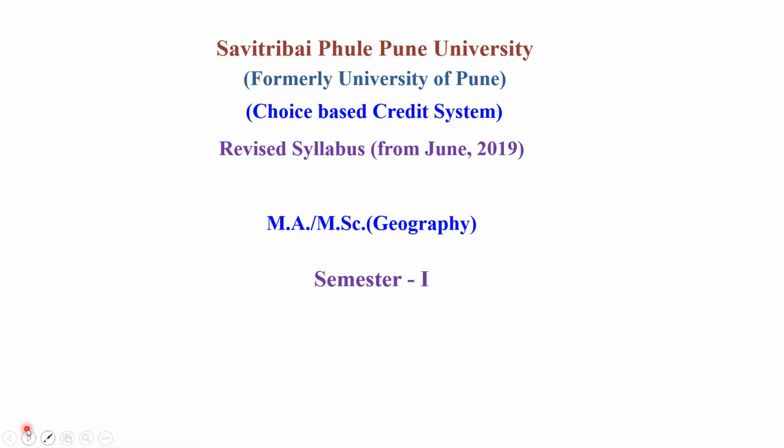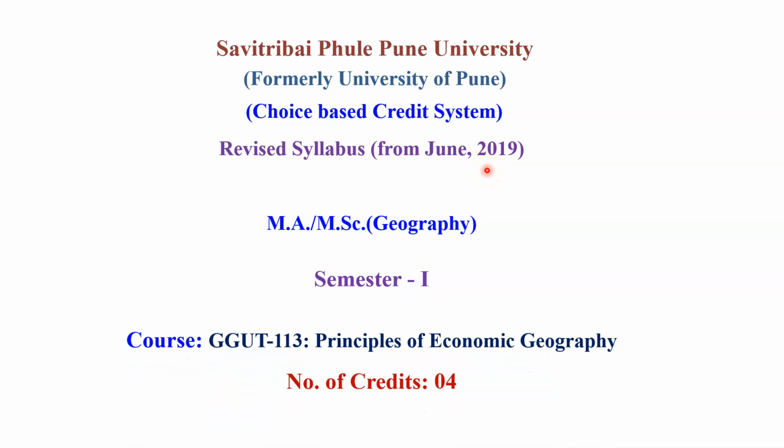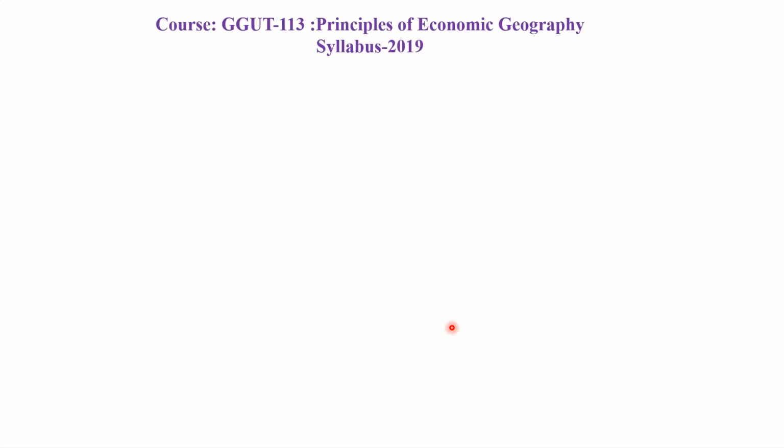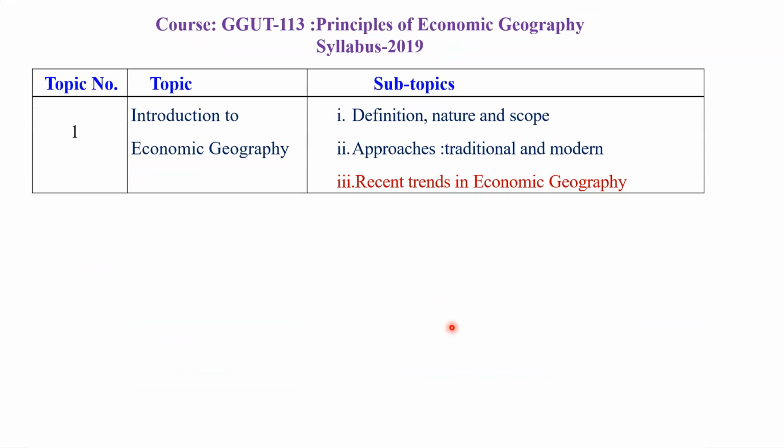Dear student, I hope that you are aware about our change pattern, which is choice-based credit system 2019 pattern, and number of credits awarded by this course are 4. Our course has total 8 topics. Let's see about each one briefly. First topic we have in this syllabus is Introduction to Economic Geography.